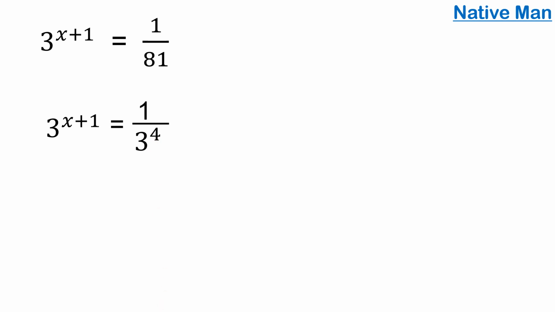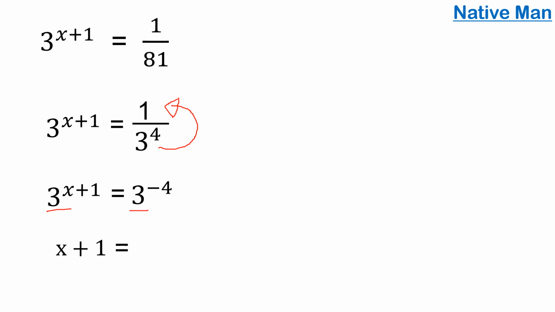number. So how? We are going to move 3 raised to the fourth power to the numerator. If you move that, this will become 3 raised to the negative 4 power. Okay? So we now have equal bases. We have 3 on one side and 3 on the other side. So therefore, if the bases are equal, then we are going to equate the exponents. The exponent here is x plus 1, which is equal to the exponent on the other side, negative 4.